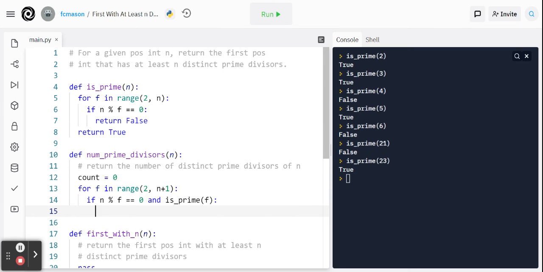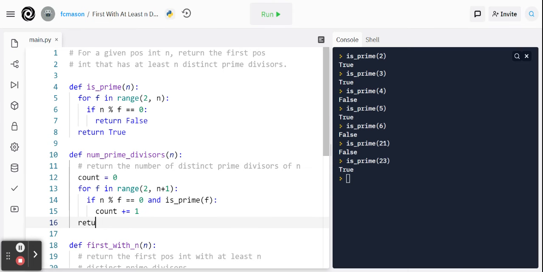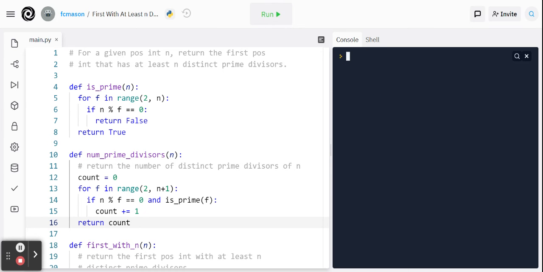So if that f does divide the n and it's prime, then the count should increase by 1. And then once the for loop is complete, so there we are at the same level of indentation as the for, we return the value of count. Okay, so we not only write functions, but we also test them.